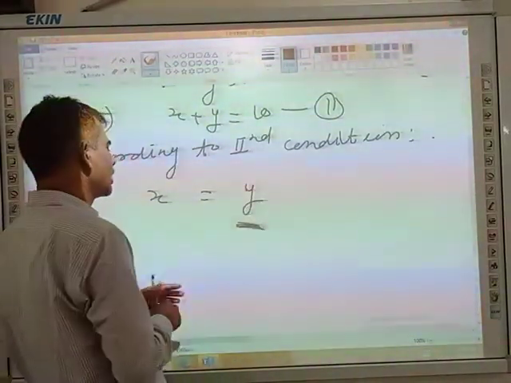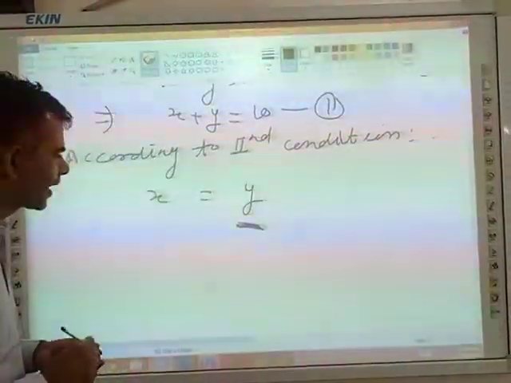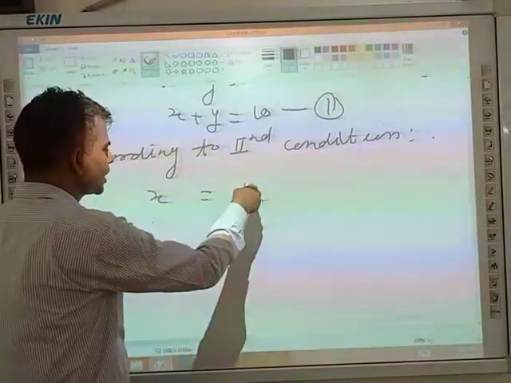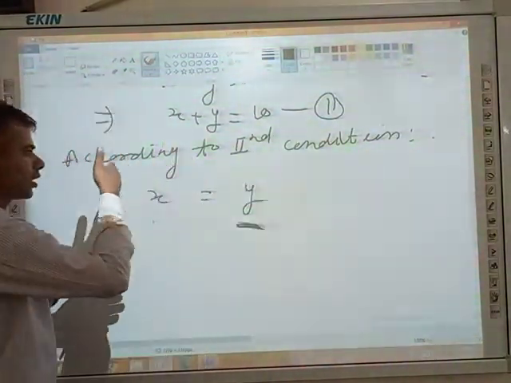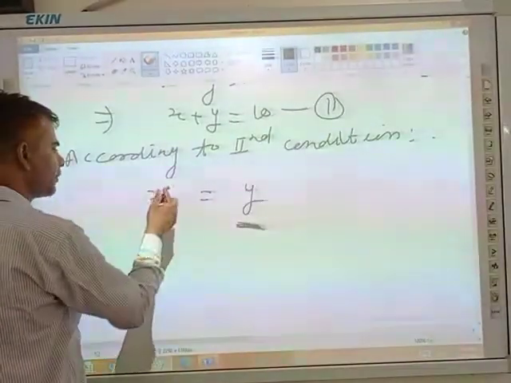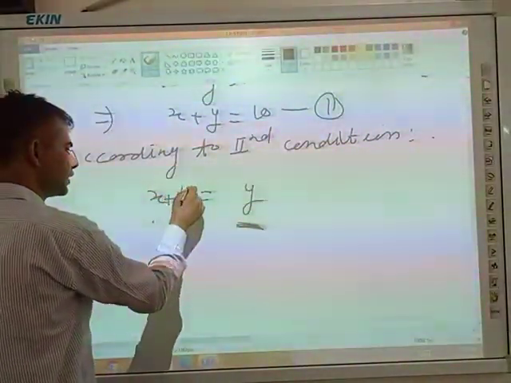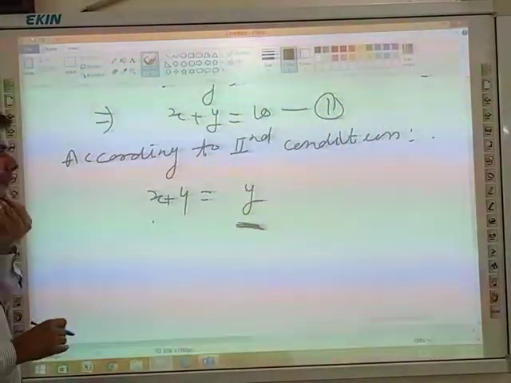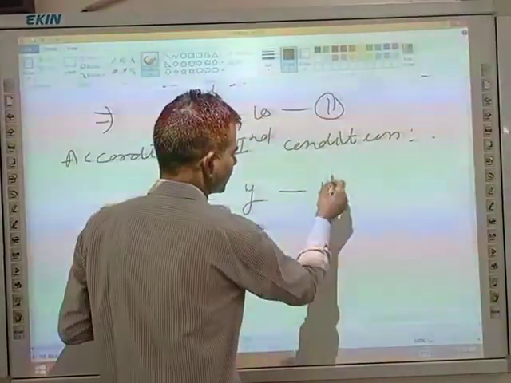y minus 4, or you can also do it this way: here boys are 4 less in comparison to girls. Then we will add 4 towards this side. Any doubt, any problems? No, sir. That is your second condition.